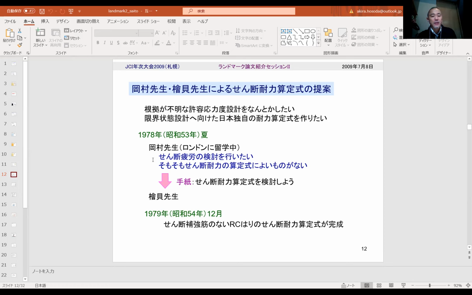He wanted to do research about a shear fatigue problem, shear fatigue. But there was no accurate shear capacity design equation. That's why, as a first step, he wanted to study research about an accurate shear capacity equation. He sent a letter to his student, Professor Higai, at that time a student. Maybe his PhD topic, I think.